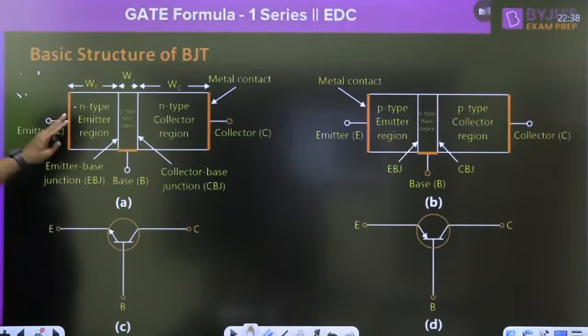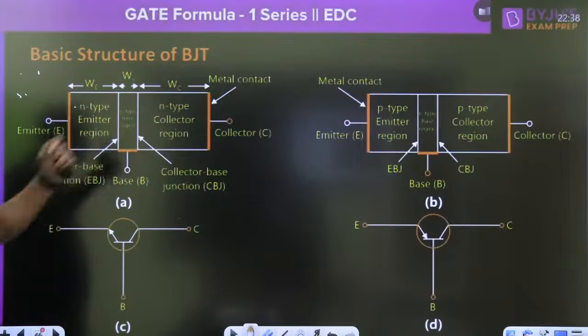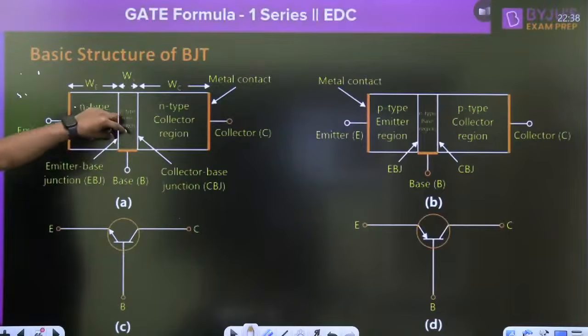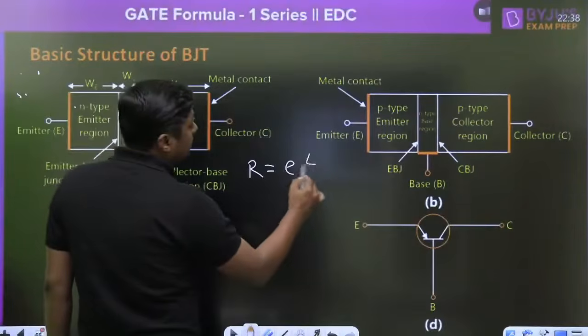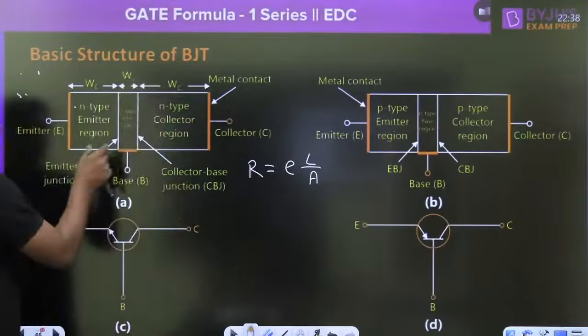Emitter doping is highest, collector area is highest, and the thinnest part is the base. Since the base is the thinnest part, its resistance is highest, because R = rho L by A. The area is low, that's why the resistance is high.